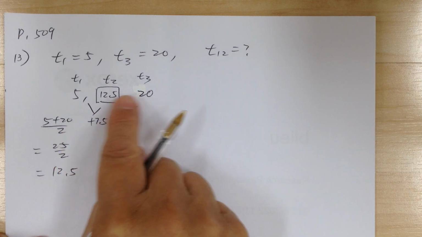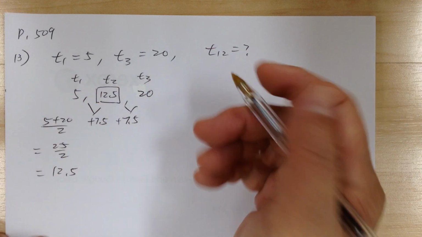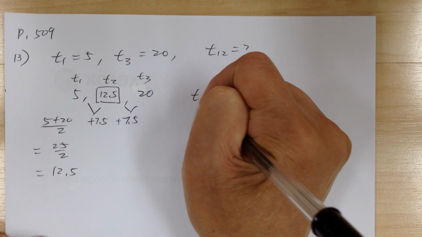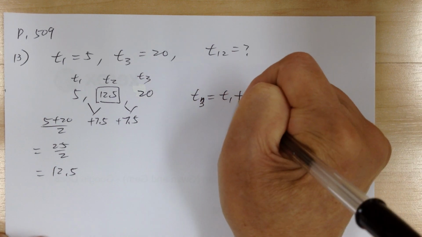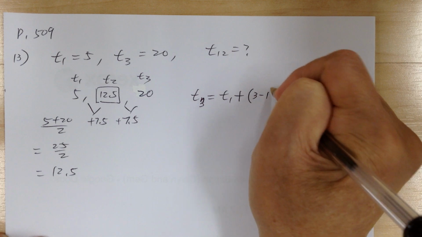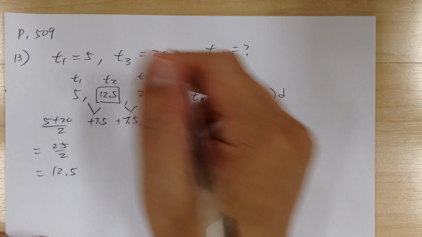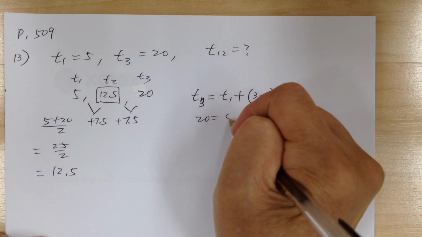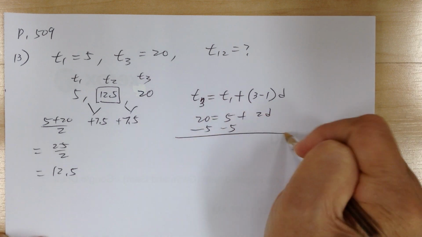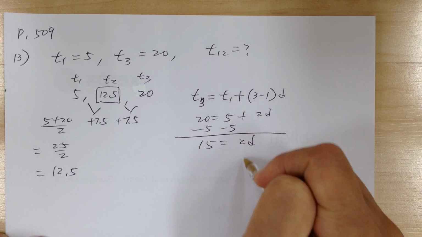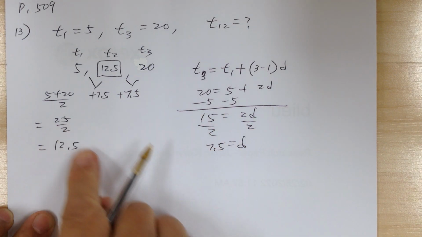So if your middle number is quicker if you use arithmetic mean, or if you do it a long way, you're going to get T of n, in this case, T of 3. So T of 3 equal to T1 plus 3 minus 1 times D, right? Again, 3, 1, 3, 1. So T of 3 is 20. T of 1 is 5. So minus 5, minus 5. So you're going to get 15 equal to 2D. Divide by 2, divide by 2. So you got D equal to 7.5, right?